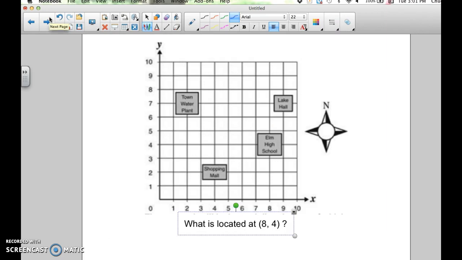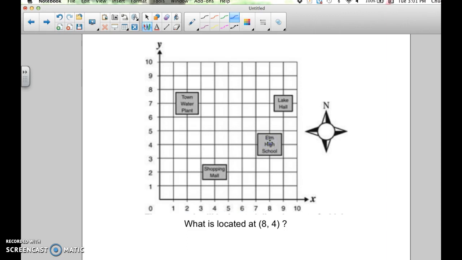Now, you saw this today, but not quite the same question. You are going to have some questions that are very similar to this. What is located at point 8,4? Somebody come up and help me out with this one. What is located at 8,4? I need you to show me how you would figure this out.